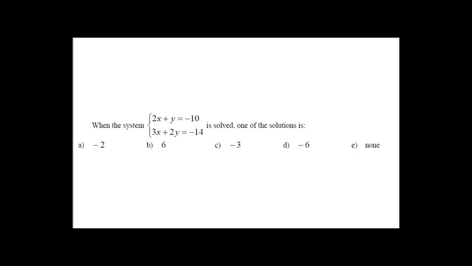We have two equations and two unknowns. We want to know how to solve this. There are a few ways we can solve for this. One would be the addition method, and the other one would be the substitution method.